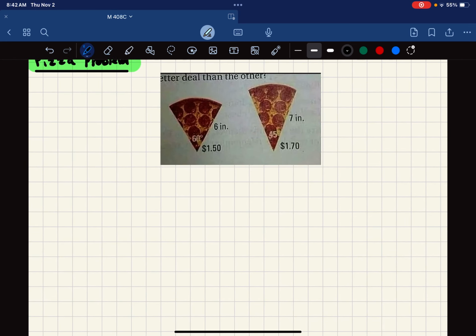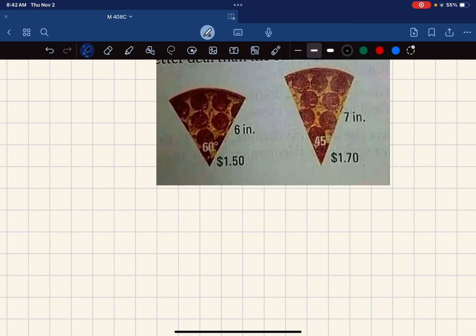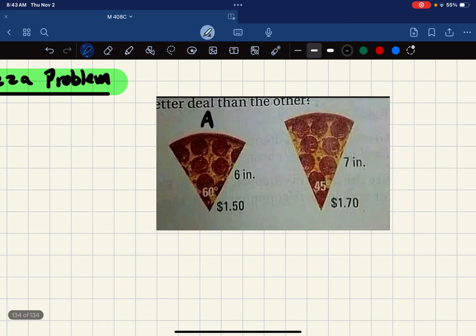So essentially what we're trying to do is find out which is a better deal than the other one. In other words, which is the most bang for our buck, but in a way that makes sense in the context of this problem. Which one gives us the most area for dollars spent? So what we want to do is find the area of each of these two pizza slices. For simplicity, I will label this one as A and this one as B.